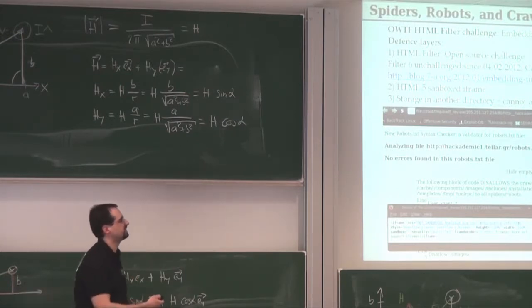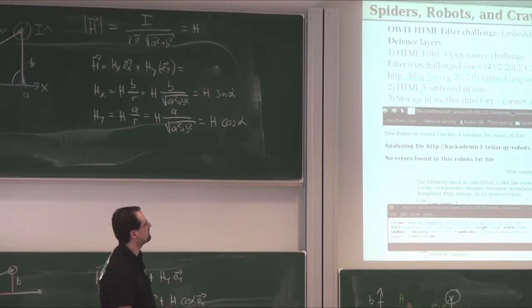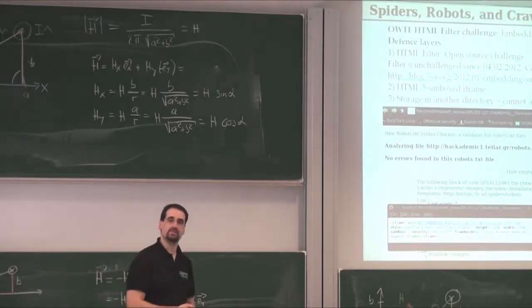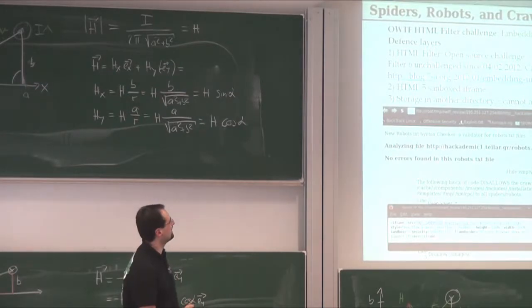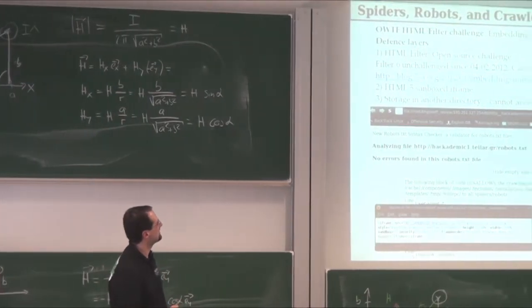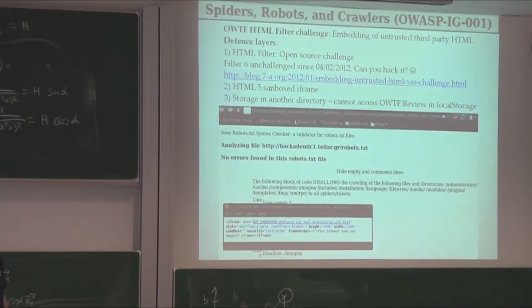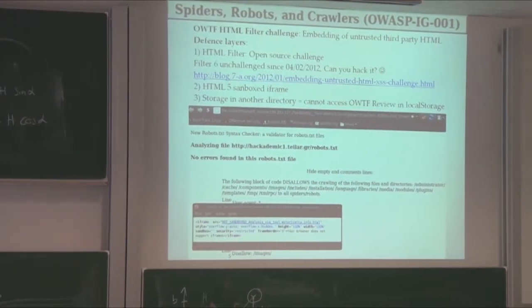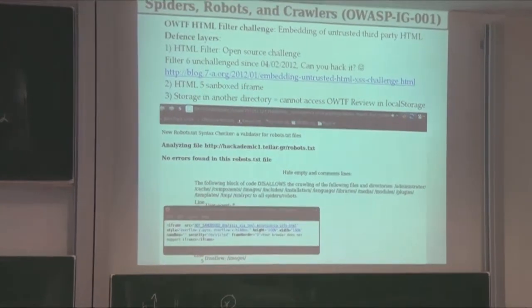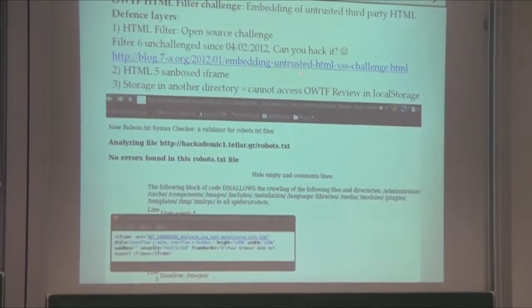So to prevent this, I came up with this HTML filter. We have here a successful breaker of the first three filters. But filter 6 has been unchallenged since 2 months ago. So Mario and your friends, you're all welcome to try again. And this is an open challenge in my blog. So if you can hack it, you are more than welcome to try to hack it. And if you can hack it, please let me know, and I'll try to fix it again. And then, so this is the first layer of defense.